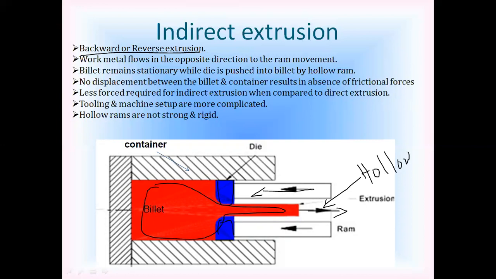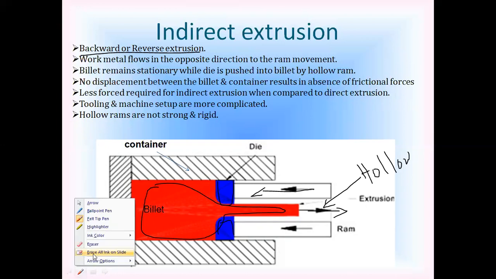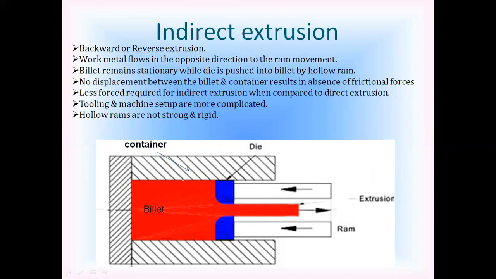If you observe carefully in this picture, you can see that the billet here does not have any movement. It is placed inside the container at one position itself, which means the billet is stationary. But when the die is pushed into the billet through the hollow ram, the material gets extruded through the hollow ram.